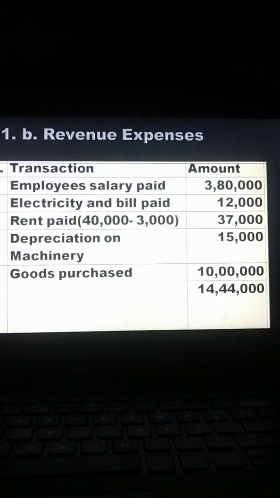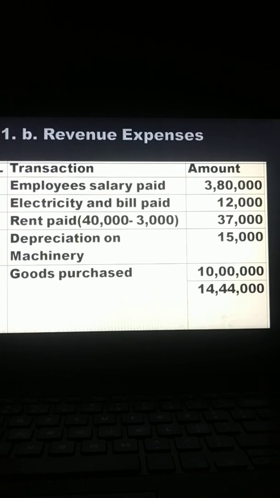Now revenue expenses. Revenue expense means the expenses which give you short-term benefit. That means by these expenses you will receive benefit for a short term. If you pay for 1 day, then you will get benefit for 1 day. Look, number 1 is salary. Every day, every month, every week you have to pay your employee. So this is revenue, this is recurring. This type of expense occurs in your business regularly. That's why this is revenue expense. Then electricity bill paid. You know, every month I have to pay the electricity bill. So this is also revenue.